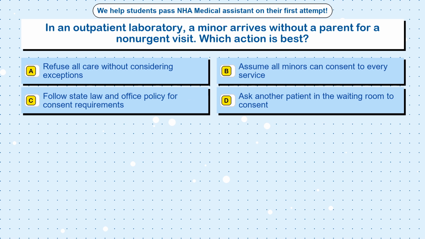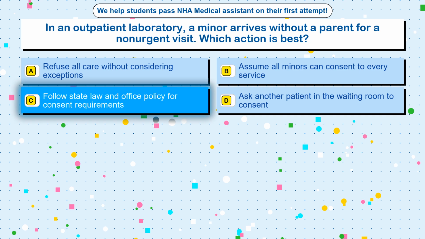Question 77. In an outpatient laboratory, a minor arrives without a parent for a non-urgent visit. Which action is best? Option A, refuse all care without considering exceptions. Option B, assume all minors can consent to every service. Option C, follow state law and office policy for consent requirements. Option D, ask another patient in the waiting room to consent. The correct answer is option C, follow state law and office policy for consent requirements.